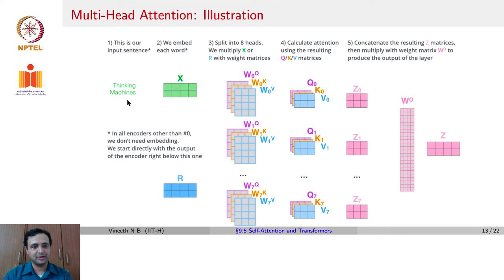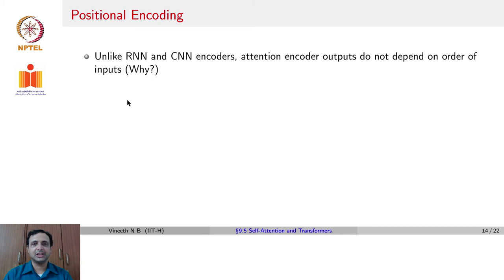A third component of the transformer's architecture is known as positional encoding. Unlike CNNs and RNN encoders, attention encoder outputs do not depend on the order of inputs. Why? Because you can choose to focus on what you want irrespective of the order of the inputs.